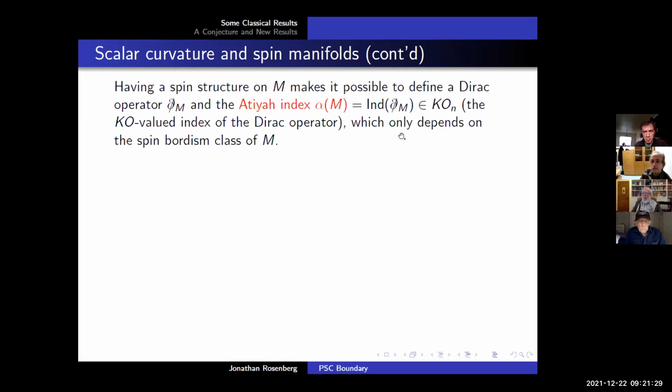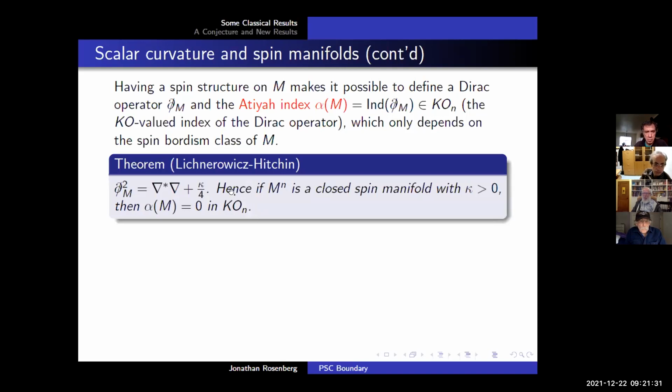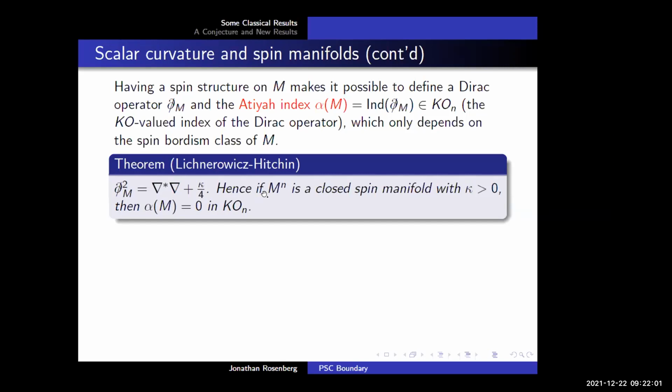This should be fairly familiar. There's a classic theorem due originally to Lichnerowicz and then with a refinement by Hitchin, and this was actually Hitchin's thesis. If you take this Dirac operator and compute its square, what you get is something that looks like a Laplacian plus the scalar curvature divided by 4. So I'm using kappa here for the scalar curvature. So that has the following implication, which was noticed by Lichnerowicz.